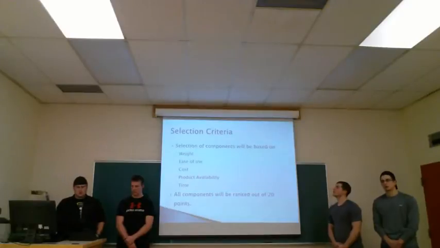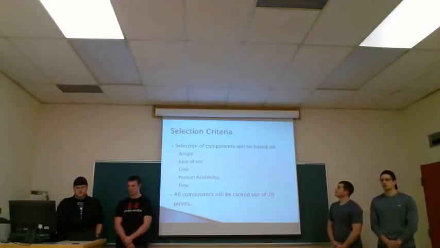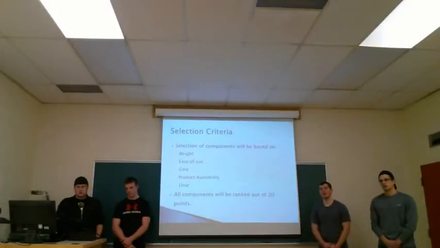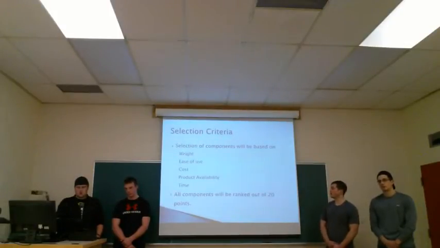All right, so we're going to now move to our selection criteria. When it came to the selection of our components, we based it on five different items: our weight, our ease of use, our cost, our product availability, and our time. And all components, when it comes to our design matrices, are going to be ranked out of 20 points.